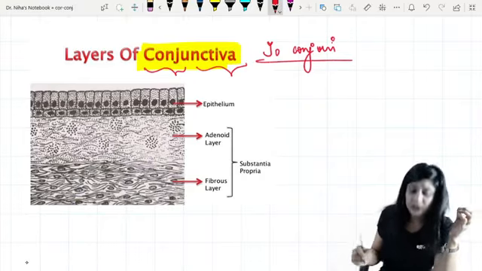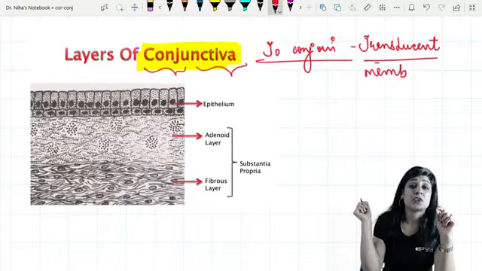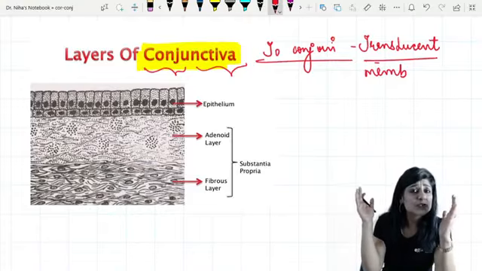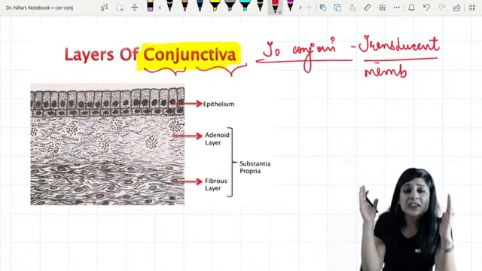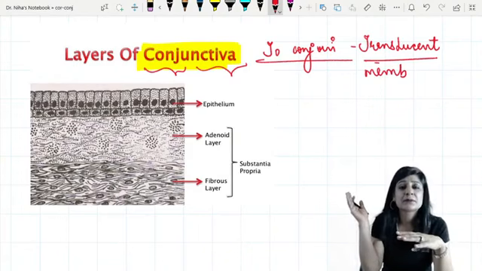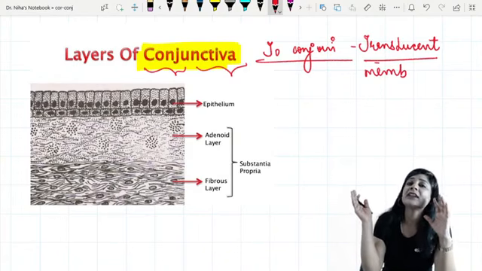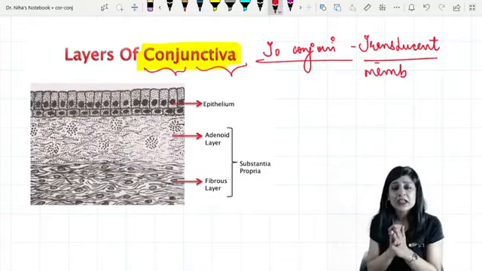So this conjunctiva is nothing but a translucent membrane. Translucent is something which is in between transparent and opaque. Like, you know, transparent is your cornea, transparent is your lens, and opaque is the sclera. So something in between, through which the details are partially visible, that is translucent. That kind of thing is the conjunctiva, which is joining the eyeball to the eyelids.